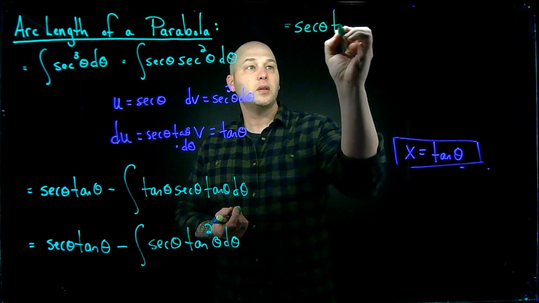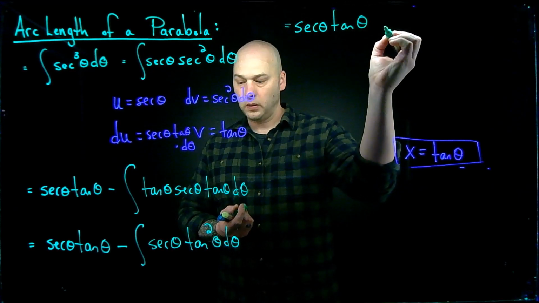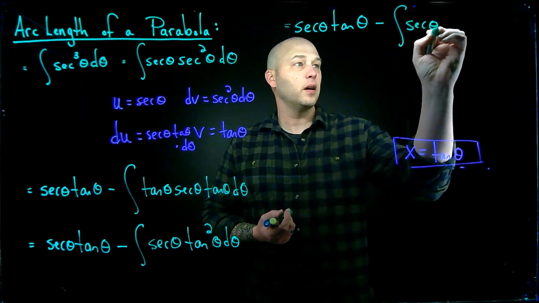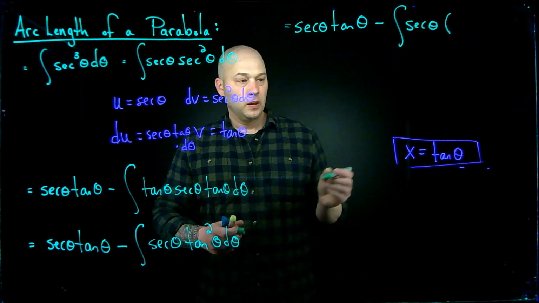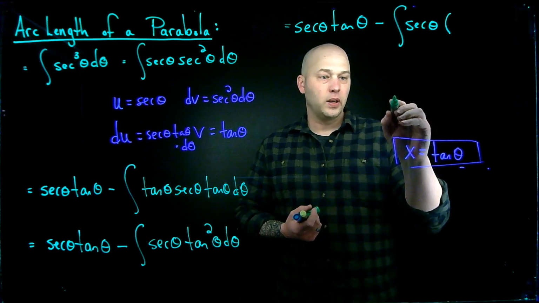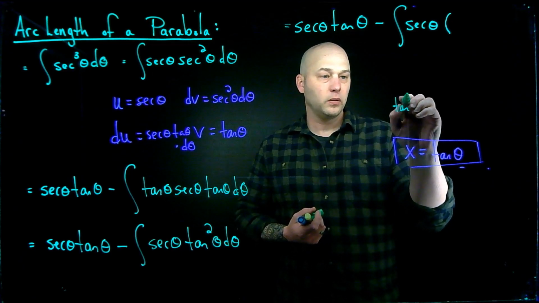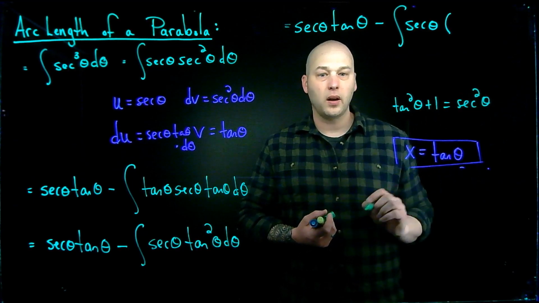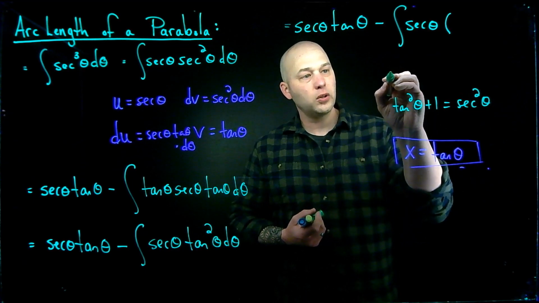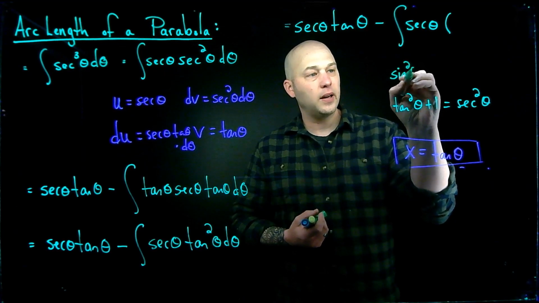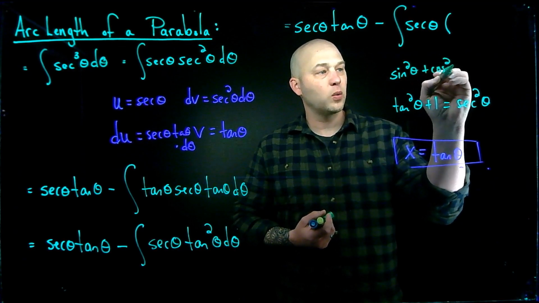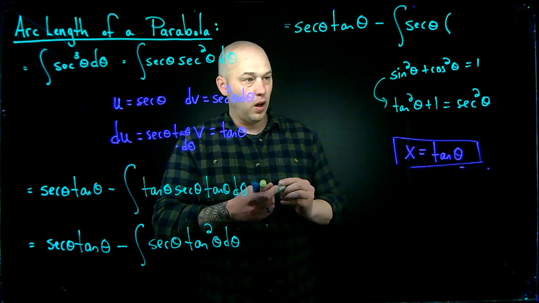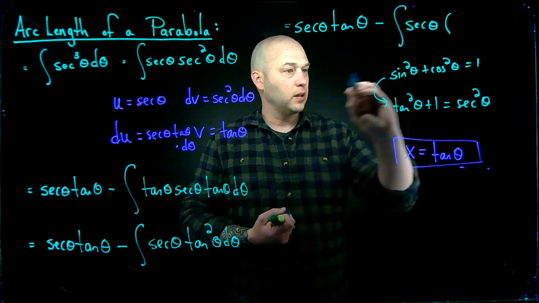So secant tangent minus the integral of secant of theta times, now remember, we're at the identity over here: tan squared plus 1 is secant squared theta. If you forgot that, just use the base Pythagorean identity, sine squared plus cosine squared theta is 1. And then how do I go from here to here? Well, all I have to do is multiply the entire equation through.